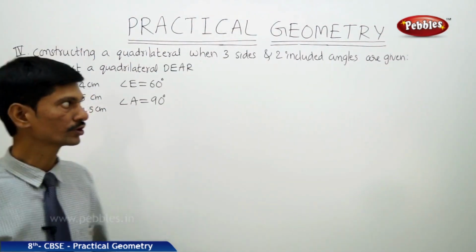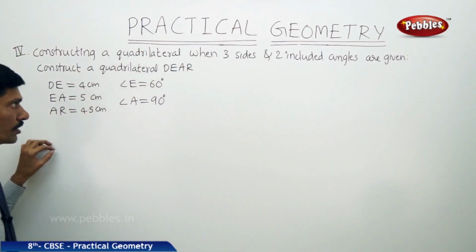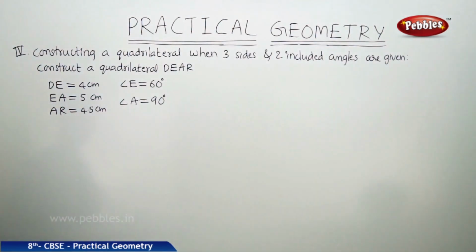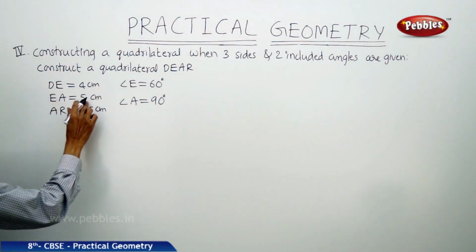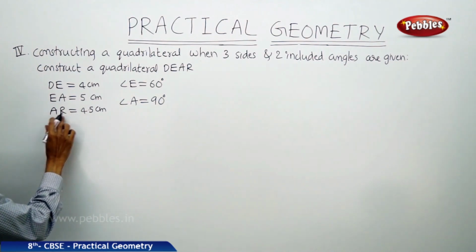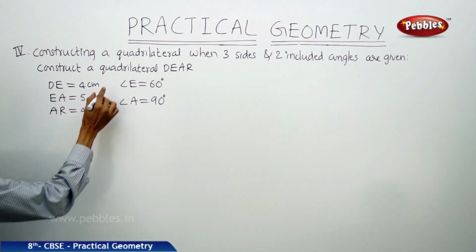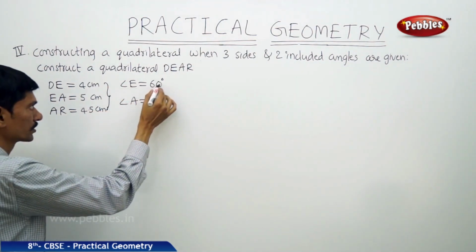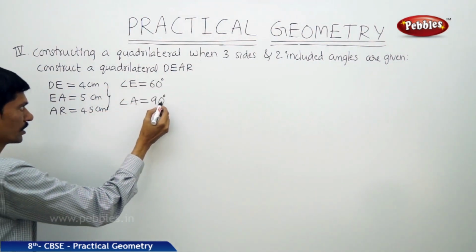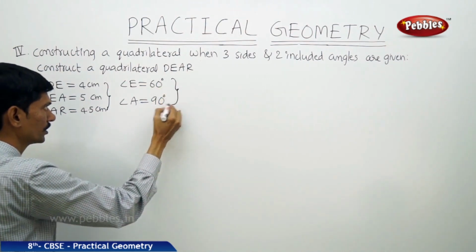Now let us take the fourth case of constructing a quadrilateral: constructing a quadrilateral when three sides and two included angles are given. So construct a quadrilateral DEAR, when the three sides DE equals to 4 centimeters, EA equals to 5 centimeters and AR equals to 4.5 centimeters, and angle E equals to 60 degrees, angle A equals to 90 degrees. So these two are the angles.